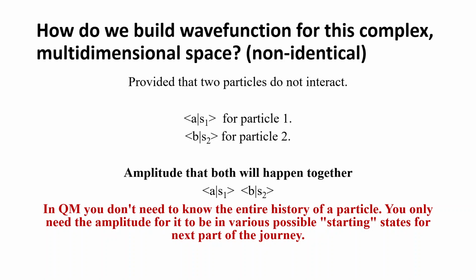Now, how do we build the wave function for this complex multi-dimensional space in the non-identical case, provided that the two particles do not interact? Let's say for particle 1, this is the amplitude, and for particle 2, this is the amplitude. So the amplitude that both will happen together, if they happen together, we just multiply these amplitudes. So in quantum mechanics, you don't need to know the entire history of the particle. You only need the amplitude for it to be in various possible starting states for the next part of the journey.